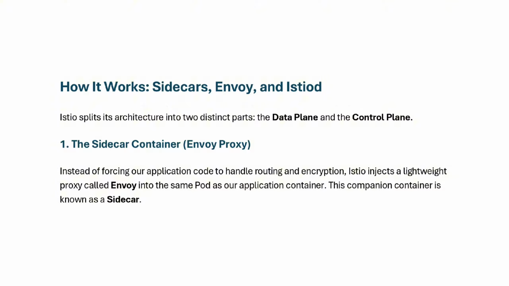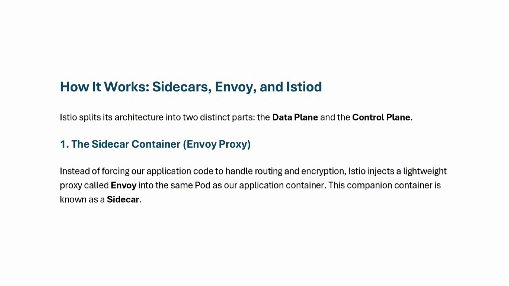So instead of forcing the application to handle routing and encryption, which is mTLS and other benefits offered by Istio, or the service mesh concept of east-west traffic management, here Istio injects a lightweight proxy called Envoy into the same pod as our container.